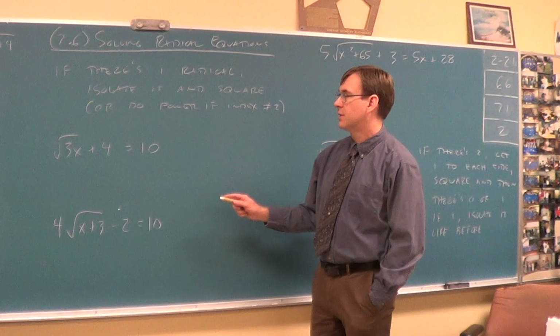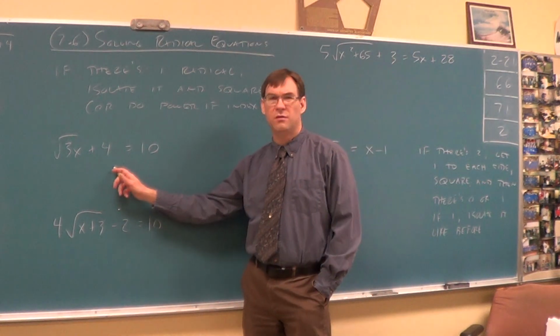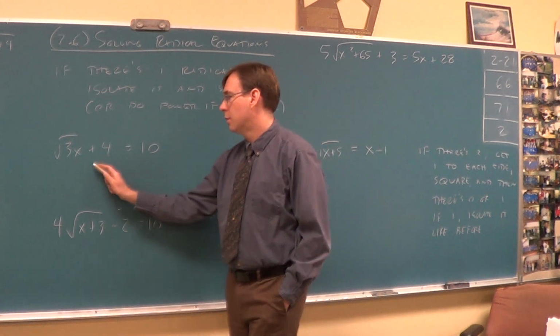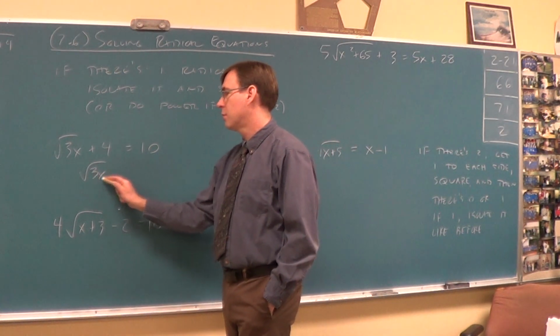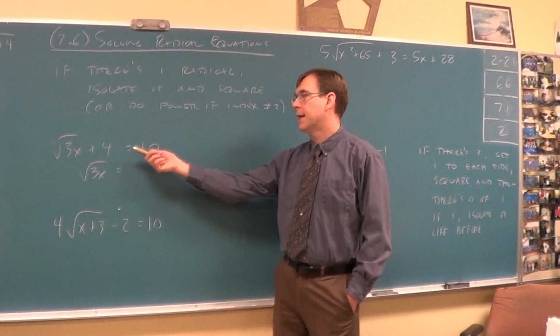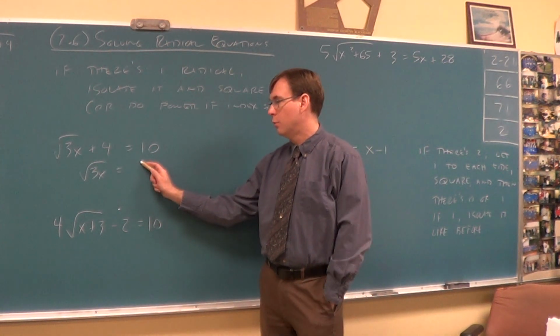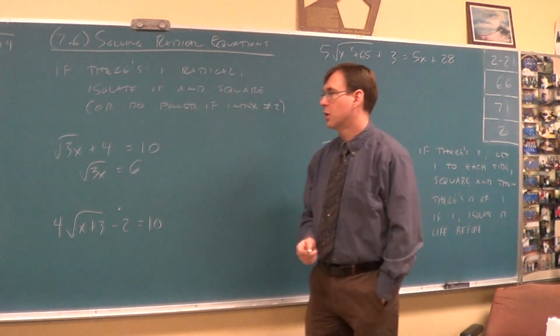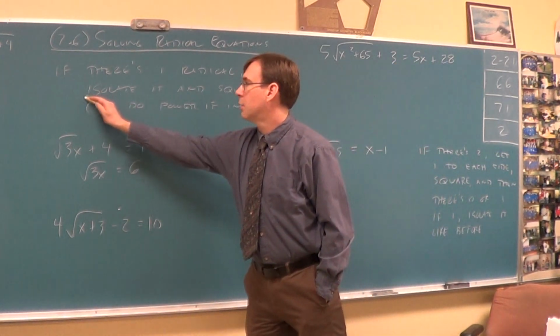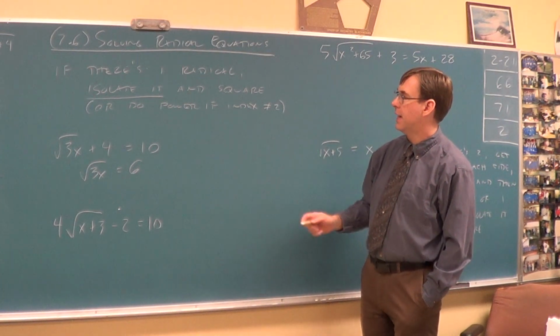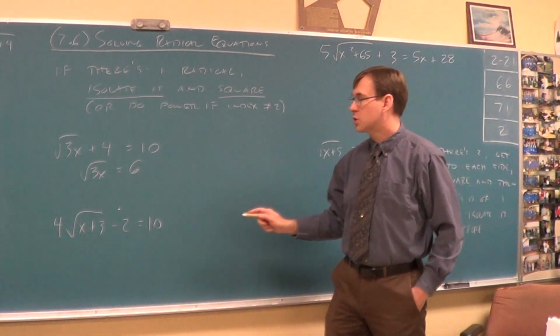So based on that description, what would you do first to solve this thing? We'd subtract the 4. We're doing our opposites. So the square root would sit there for a second. Instead of adding 4, you always do the opposite. So subtract 4 and we've got 6. So that's move 1. First thing we want to do is isolate that radical, get it all alone. We just did that. Now we're going to square.